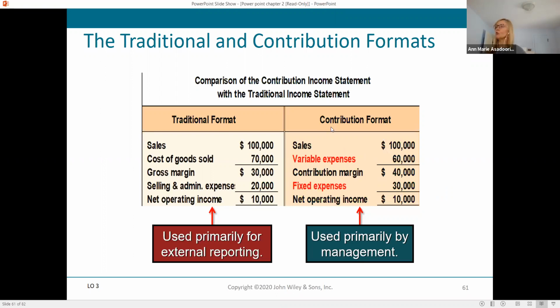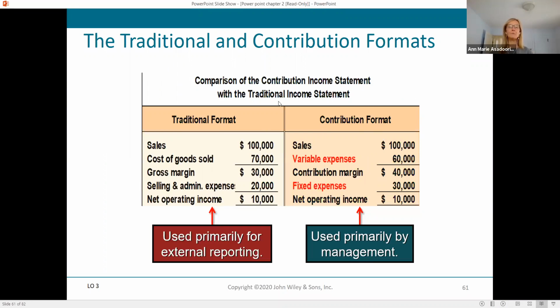So let's take a look at the format here. The contribution formatted income statement is called contribution format because it calculates contribution margin. Contribution margin is different from gross margin. It's a completely different term. Contribution margin is what you have left from your sales after you've deducted all of your variable costs. And then you're going to subtract out all of your fixed expenses and you will get net income. You could think about that 40,000, that contribution margin. This is what you're going to have left after you've deducted your variable expenses to help contribute to covering all of these fixed expenses.